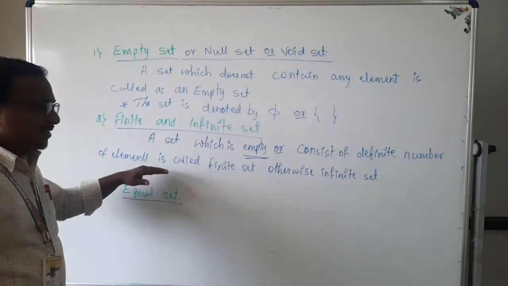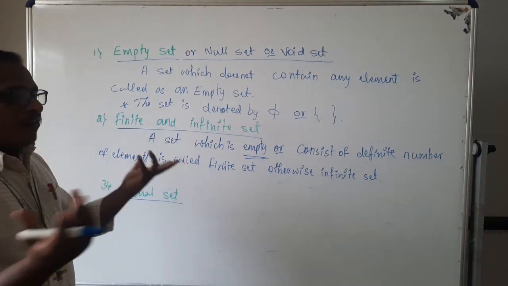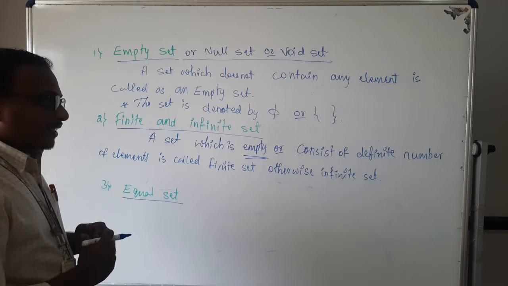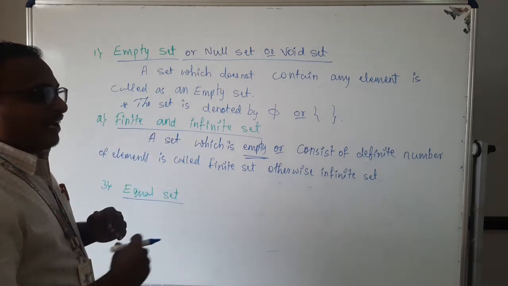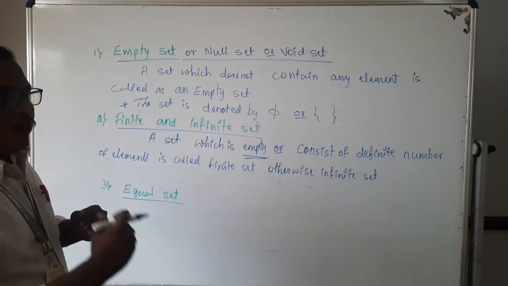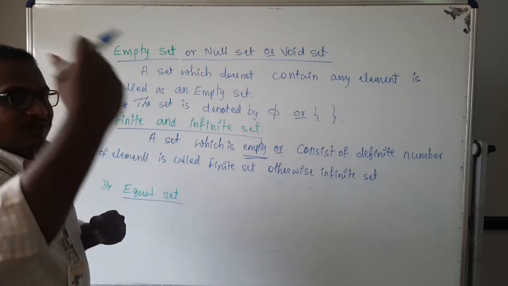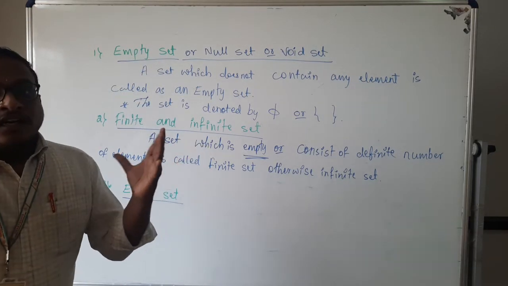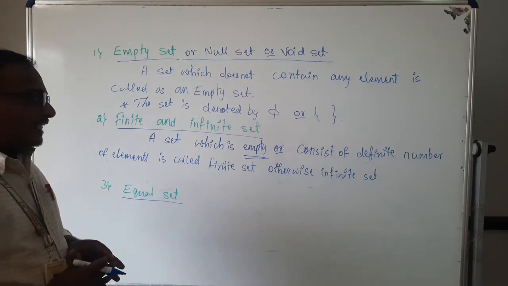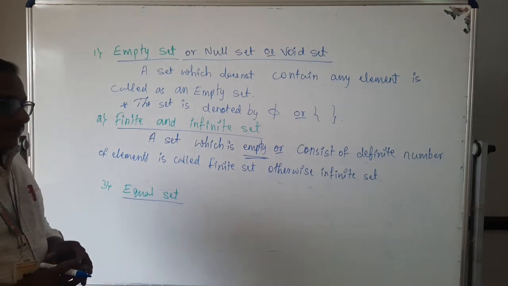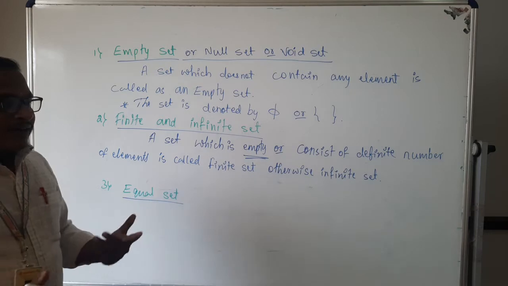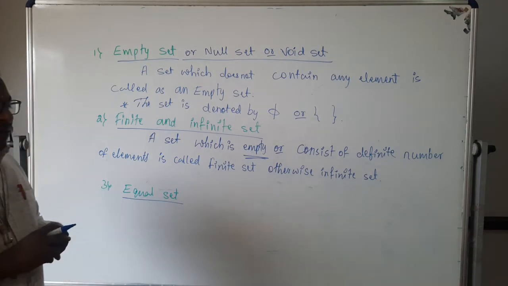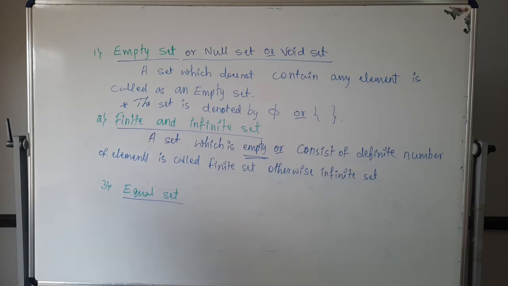An infinite set must have an infinite number of elements. Finite means you have to count those numbers. A definite number of elements, like 1 to 10, 1 to 20, 1 to 1000, 1 to 2000, numbers we can count, is called a finite set. Infinite means infinity, the dots we write, and those are called infinite sets.